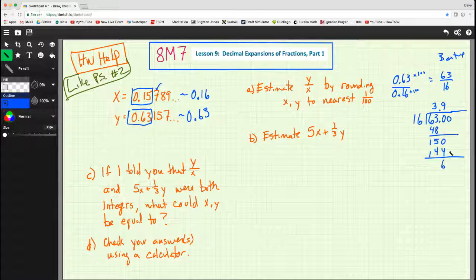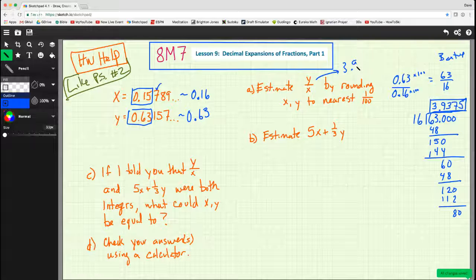6, 60. That goes in. 3 times 16 is again 48. 120. 16 into 120 is 7. 7 times 16 is 2, carry 4. And then we get 80. 16 into 80 is 5. So there's our estimate. So y over x, we estimate to be 3.9375.